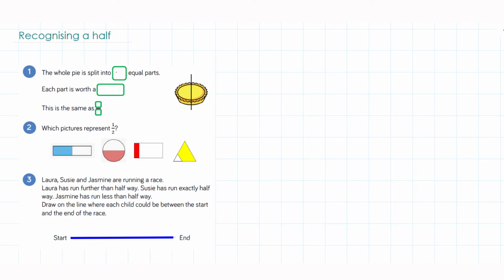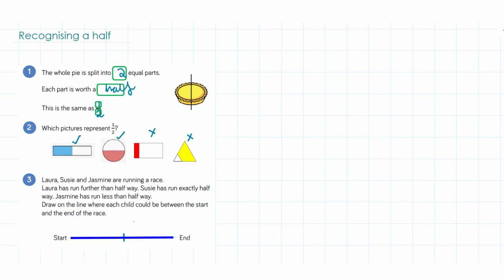Number 1, the whole pie is split up into 2 equal parts. That means each part is worth a half. And that's the same as 1 half, written like this, 1 over 2. Which pictures represent 1 half? The first one, the second one. What about these? Not equal parts, not equal parts.